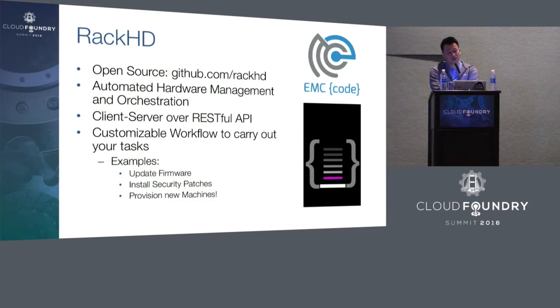So RackHD provides functionality for automating hardware management and orchestration. And it does so by having a client-server model over a RESTful API. The RackHD CPI would use this API to tell RackHD what to do, and then it would carry out our task through customizable workflows. So there are a couple of example workflows, right? For example, you can have RackHD upgrade the firmware for your existing bare metal machines, or install security patches, and it can provision new machines for you, right?